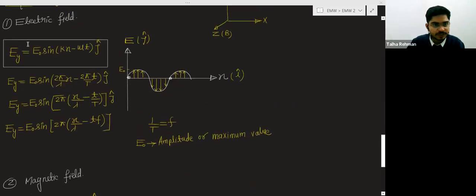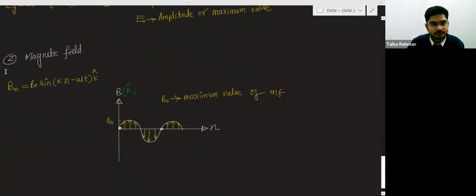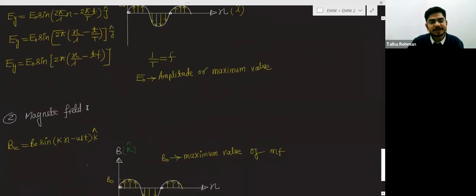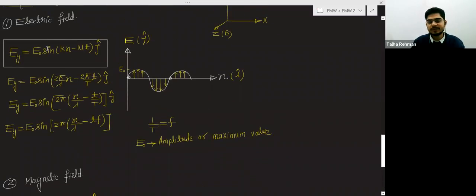Okay, so now see. Remember this equation and this equation. This is the equation of the magnetic field vector. This is the equation of the electric field vector. Sometimes this equation can be changed also. According to the situation, the equation of the electric field and the magnetic field will change.